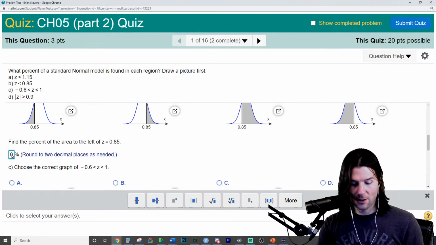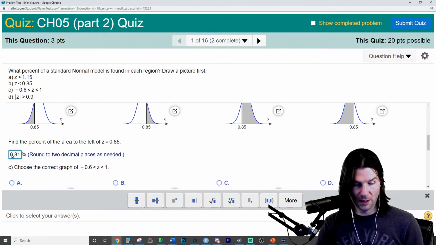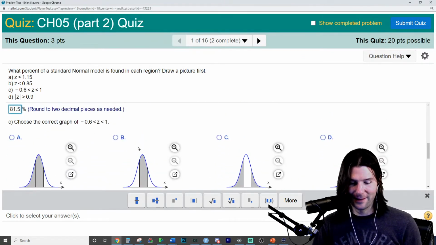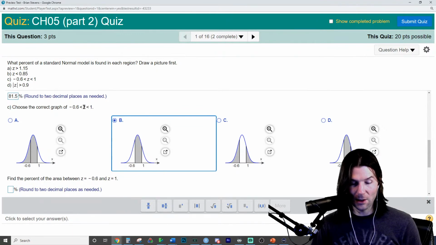Gotta have faith. So let's go. It falls off quicker. Oh, no. Let's go 81.5%. Between the areas right here. Between the areas of negative 0.6, well, that's going to be 34. And that's almost another 25%, but not quite. So 34 plus 21.